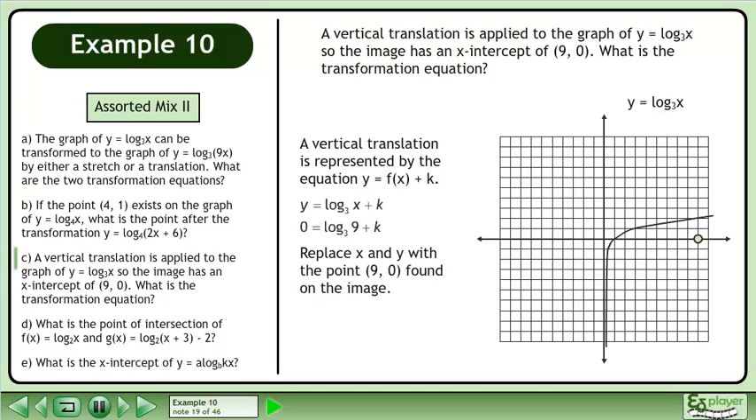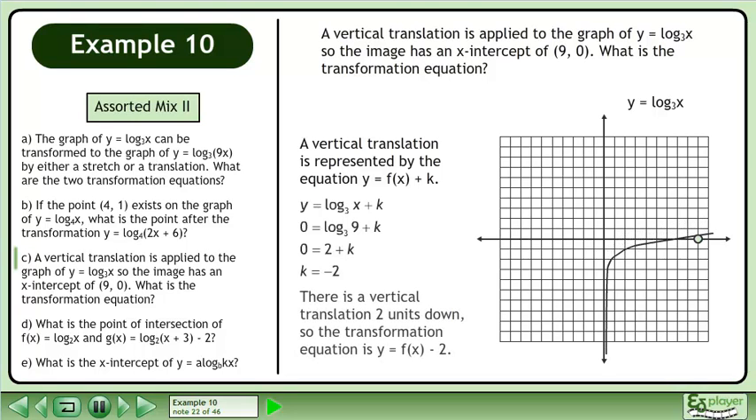Replace x and y with the point 9, 0 found on the image. This gives us 0 equals 2 plus k. The result is k equals -2. There is a vertical translation 2 units down, so the transformation equation is y equals f of x minus 2.